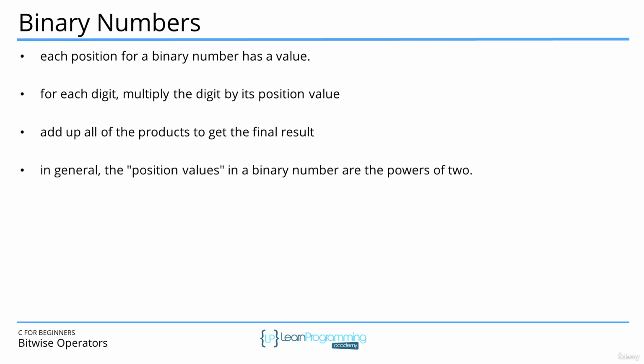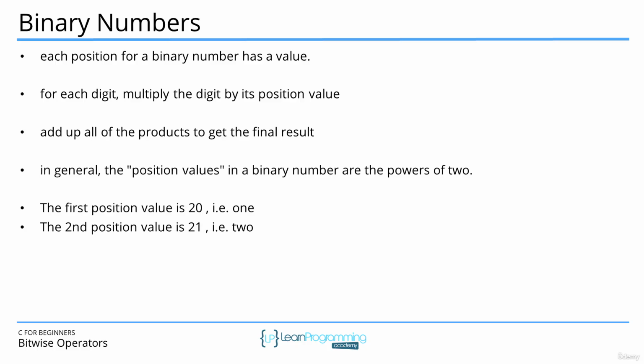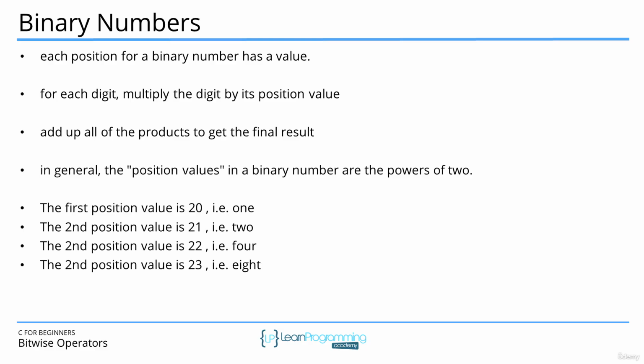So position values in a binary number are the powers of 2. The first position would be the value 2 to the 0, which in other words would be 1. And then the second position would be the value of 2 to the first power, which is 2. 2 to the 2 would be 4. 2 to the 3 would be 8. 2 to the 4 would be 16. And you keep doing that over and over again.